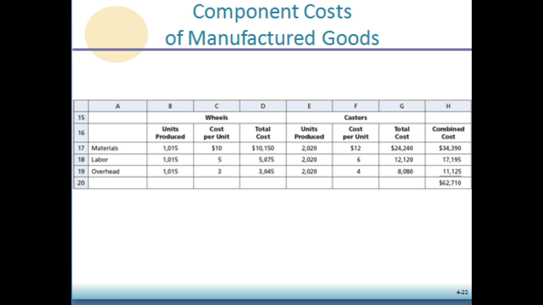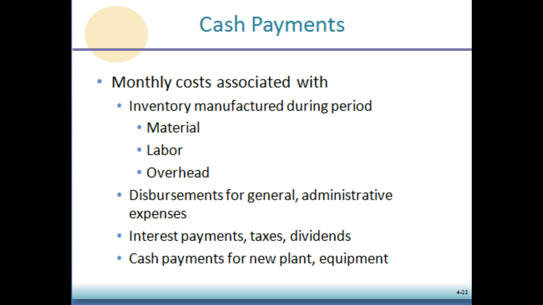This graphic shows the component costs of manufactured goods considering materials, labor, and overhead. In our cash payments are our monthly costs associated with inventory manufactured during the period. That would be materials, labor, and overhead. Disbursements for general administrative expenses. Interest payments, taxes, and dividends. And any cash payments for new plant or equipment.